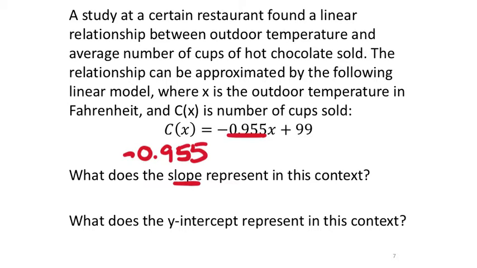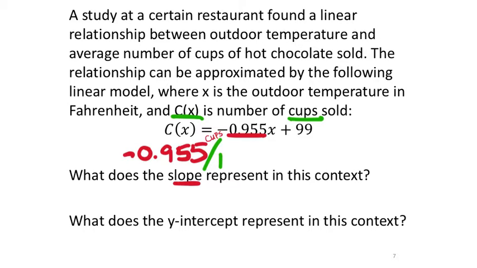Okay, so what does the slope represent in this case? Now, over here, slope should be rise over run, right? So you could even say it's negative 0.955 over 1. It's just, what does it represent? Well, it said, so the number of cups sold, that's our y value. It's just shown in function notation. So that'd be negative 0.955 cups.